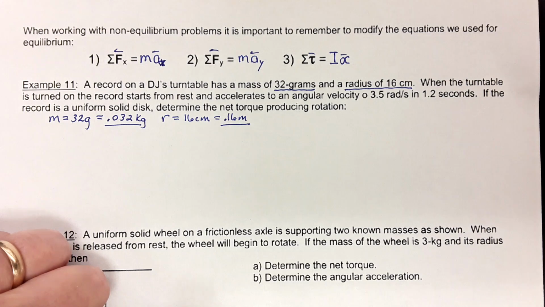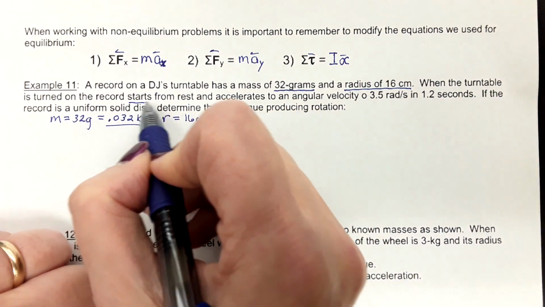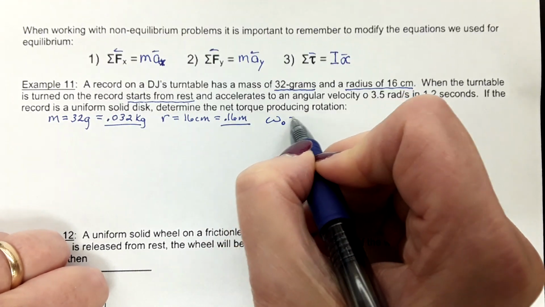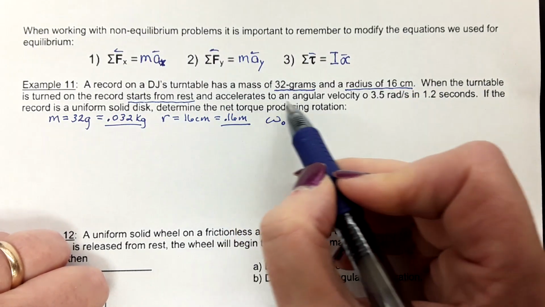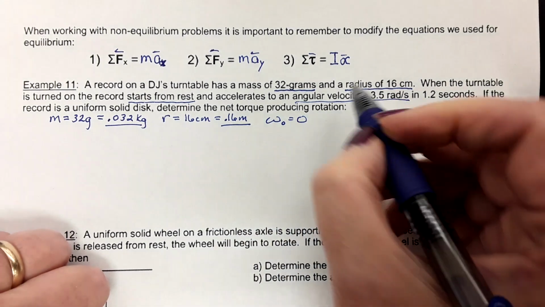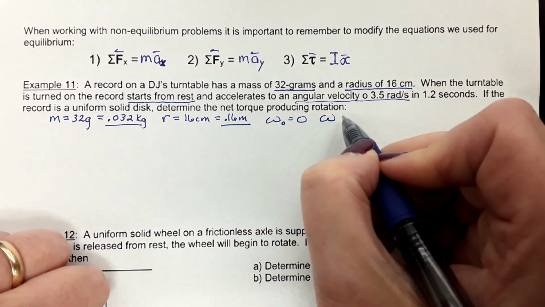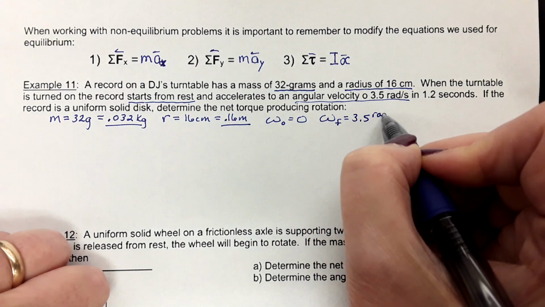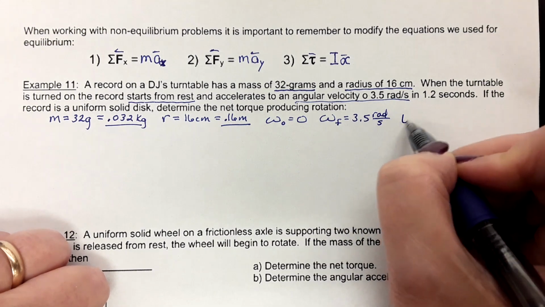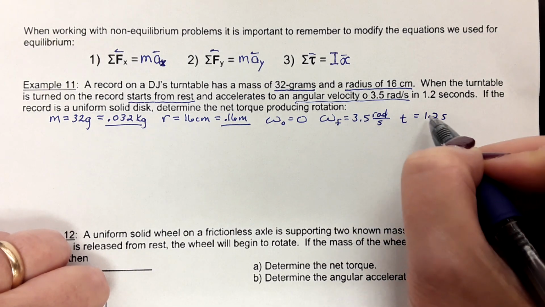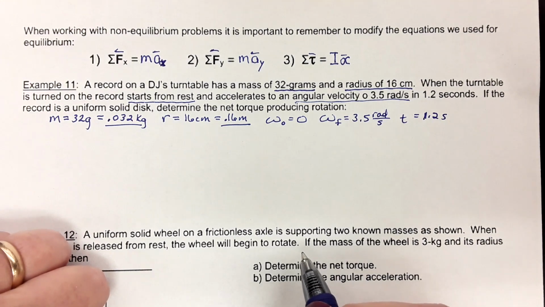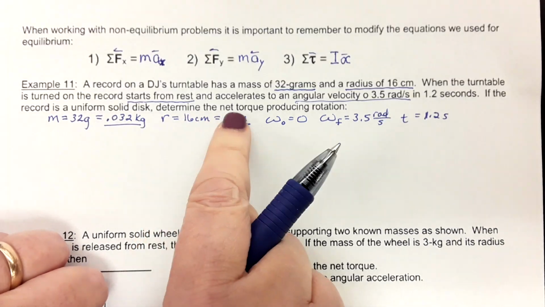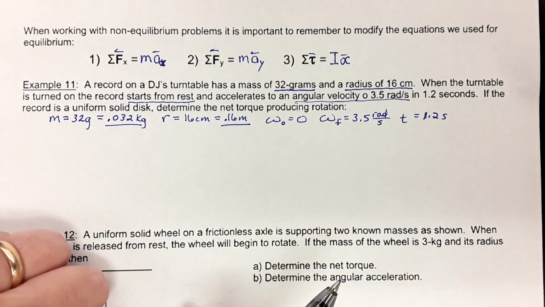It says when the turntable is turned on, the record starts from rest. So we know the initial angular velocity is 0. It accelerates to an angular velocity of 3.5 radians per second. So that will be the final angular velocity. And it does this in a time of 1.2 seconds. If we consider the record to be a uniform solid disk, determine the net torque producing rotation.